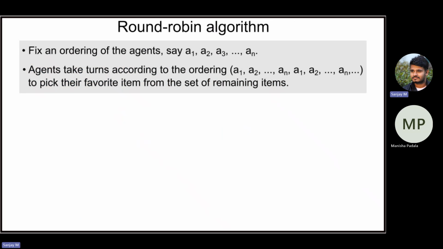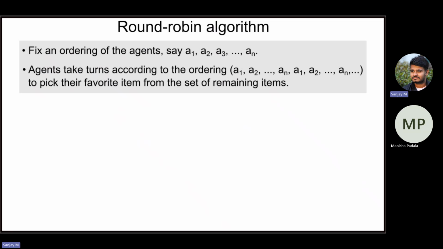So let me try to give you one algorithm which finds an EF1 allocation. It's a very natural algorithm that I'm sure many of us would have used in some other context previously. It's called the round robin algorithm. The way this algorithm works is that it gives names to the agents, say A1, A2 up to An. It orders them in some way. And now it asks the agents to pick one item each, their favorite item from whatever is left, in this order. So first you invite agent A1, you allow it to pick whatever item it likes.